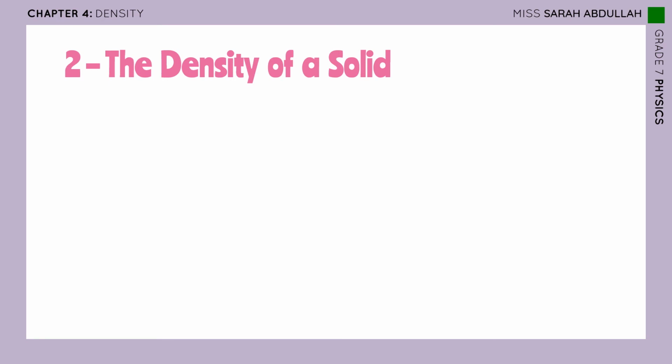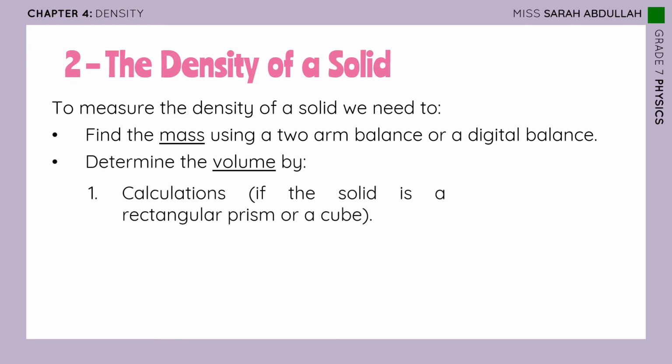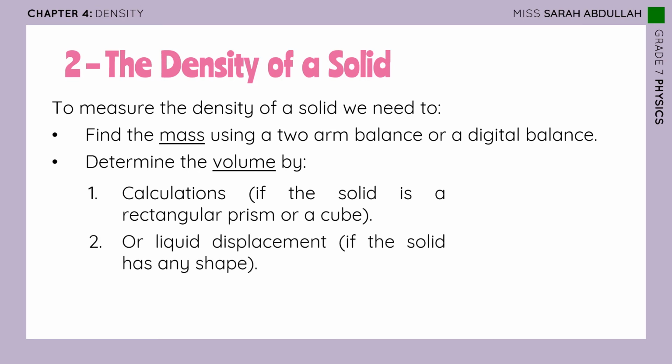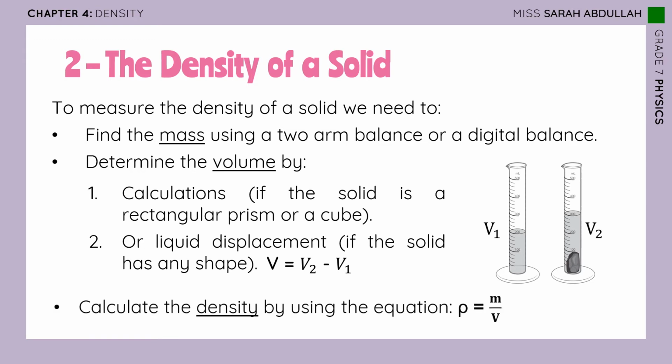So to sum things up, let's write the steps for how we can find the density of a solid. First of all, we need to find the mass using a two-arm balance or a digital balance. And then we need to find the volume. We find it by calculations if the solid is a rectangular prism or a cube using the formulas, or we find it by liquid displacement if the solid has any shape. In this case, V2 minus V1. And then we find the density by using the equation rho (density) equals mass over volume.